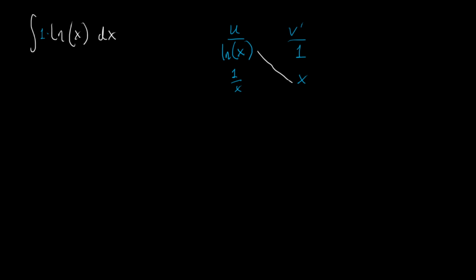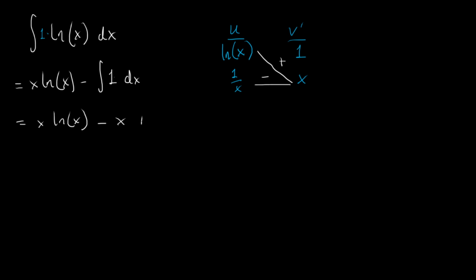If we stopped here, we would have a diagonal going like that, and then horizontal like this with a negative. So natural log of x times x, so x natural log of x, minus the integral of 1 over x times x, which is just 1, so the integral of 1 dx. We know the integral of 1 dx is just x, so that's it. We don't have to do any more repeated integration by parts. This is all equal to x ln of x minus x, and then of course plus c.